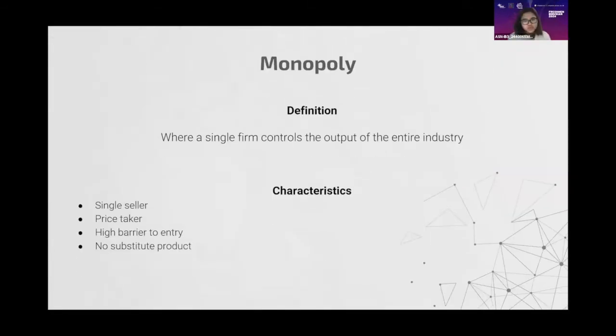So the next one is monopoly. Monopoly market is where a single firm controls the output of the entire industry. The characteristics of a monopoly market is that there's only one seller. It's a price maker. There's a high barrier to entry. Barrier to entry is a range of obstacles that prevent new firms from entering a market, and there's no substitute product.